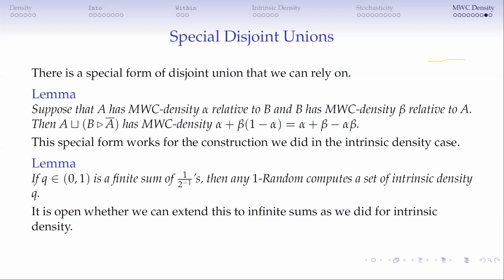This is an immediate corollary of the regular union because B into A complement won't necessarily have MWC density relative to A, but you can prove this. And as a corollary, we can do sort of the finitary version of what we did in the intrinsic density case. So if Q is some finite sum of powers of 2, then every one random computes a set of, sorry, this is a typo, this should say MWC density Q. But it's open if infinite unions work with MWC density. So it's unclear if you can do this for every possible value.